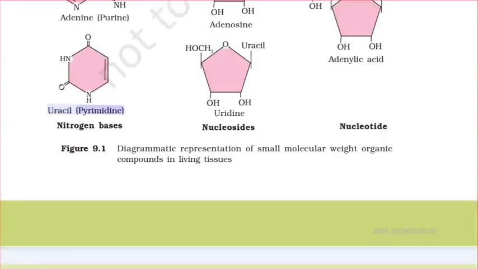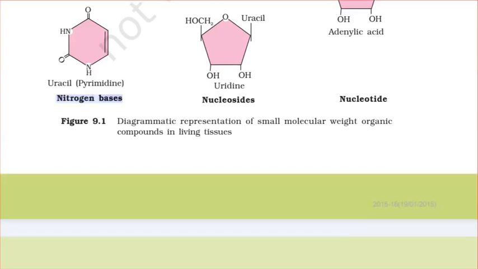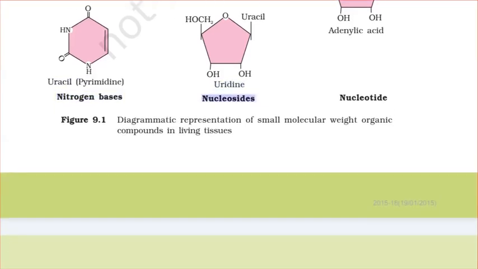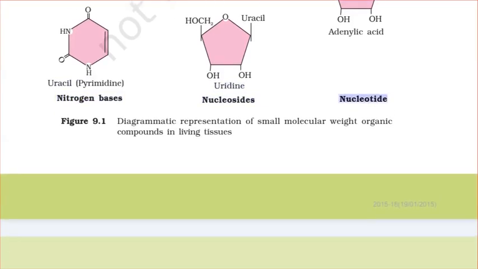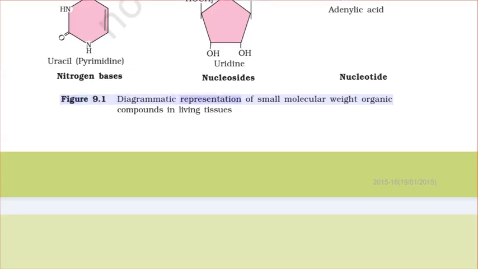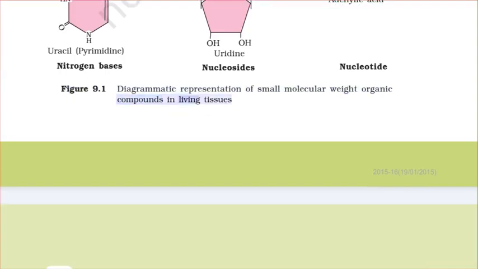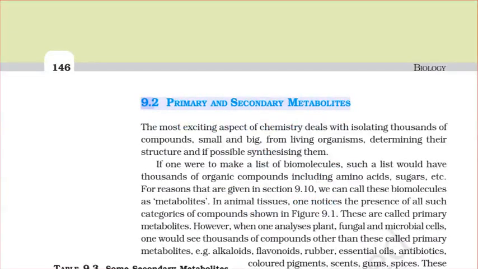Uracil, pyrimidine, nitrogen bases, uridine, nucleosides, nucleotide. Figure: diagrammatic representation of small molecular weight organic compounds in living tissues. 9.2 Primary and secondary metabolites.